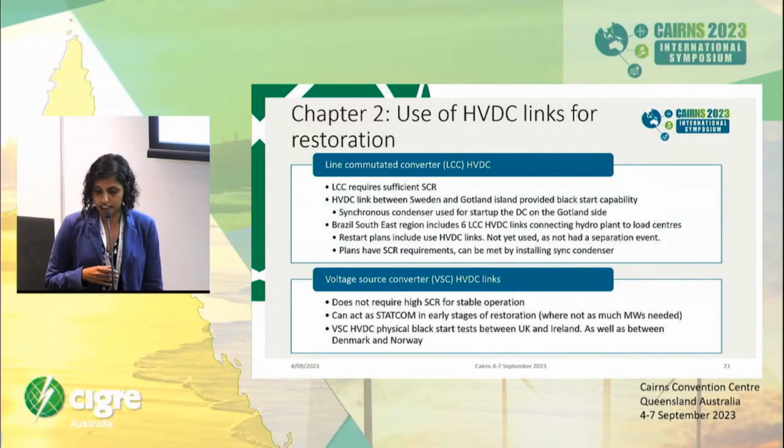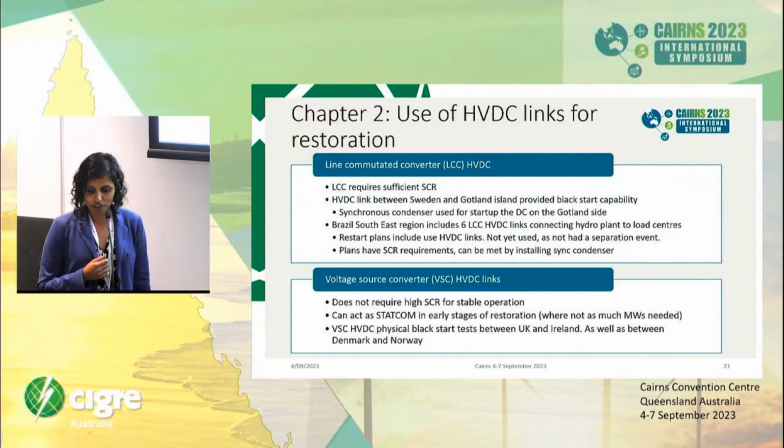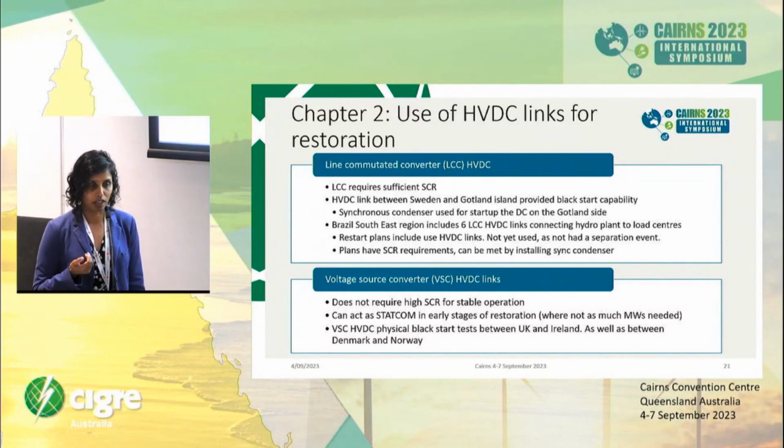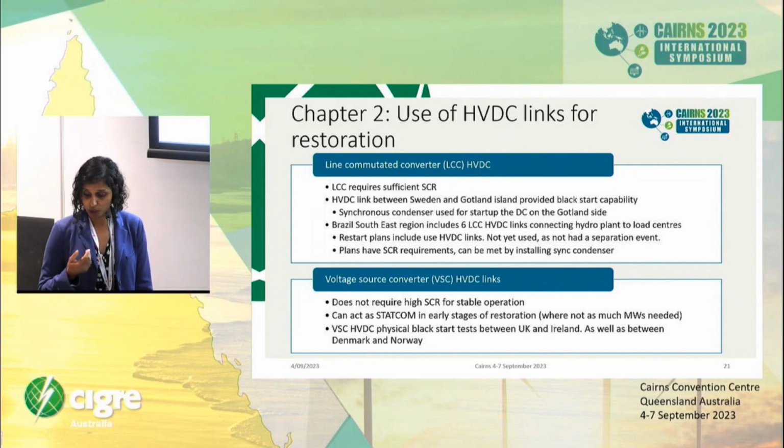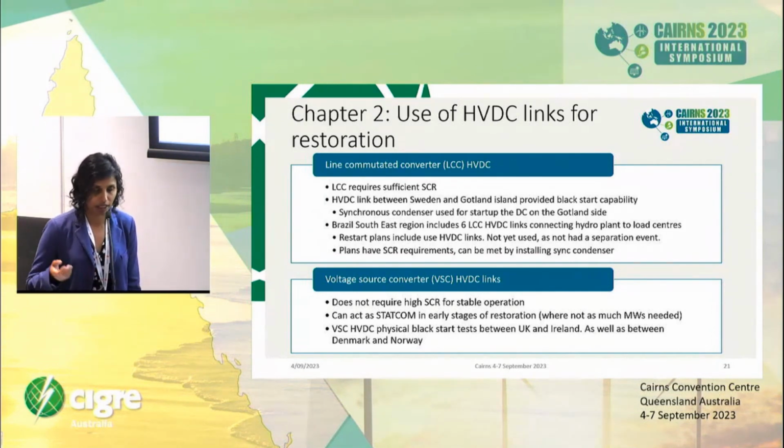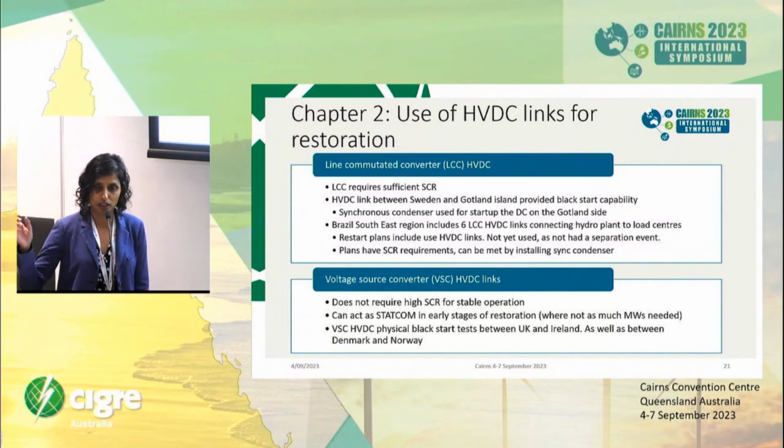So HVDC links have also been used for restoration. Line commutator converter links, which had been installed in the past, do still require sufficient SCR to operate stably. There has been an example of use of this HVDC link to provide black start capability between Sweden and Gotland island, but it also uses a synchronous condenser on the Gotland side for the SCR requirements.